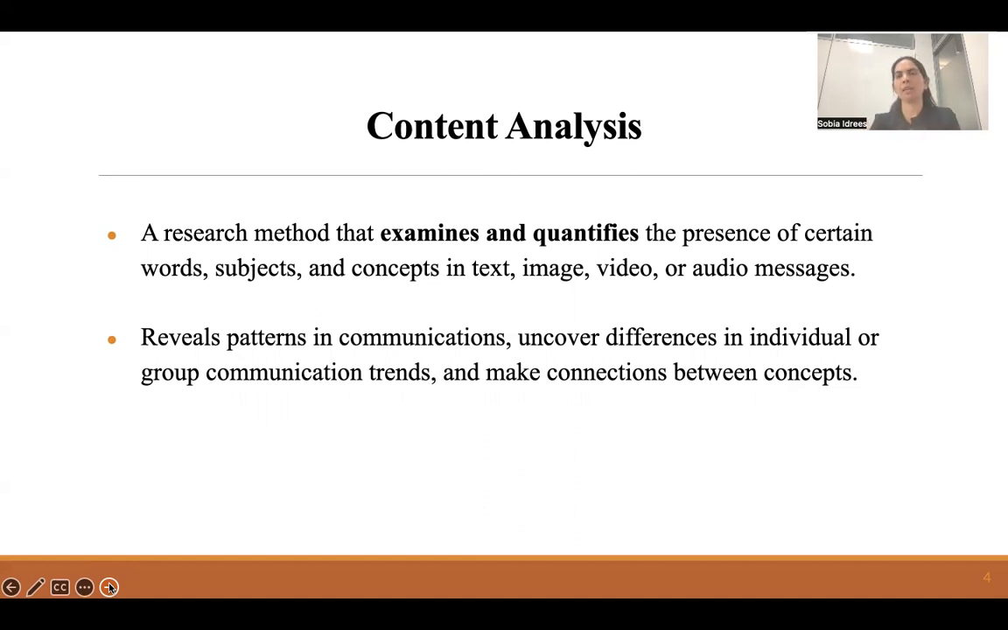I'll give you an example. Say a researcher is interested in examining and quantifying how many times sexual and reproductive health is used by adolescents on a Facebook page. The method of examining and quantifying the words sexual and reproductive health on Facebook, particularly if an age range is set for adolescents, is called content analysis.